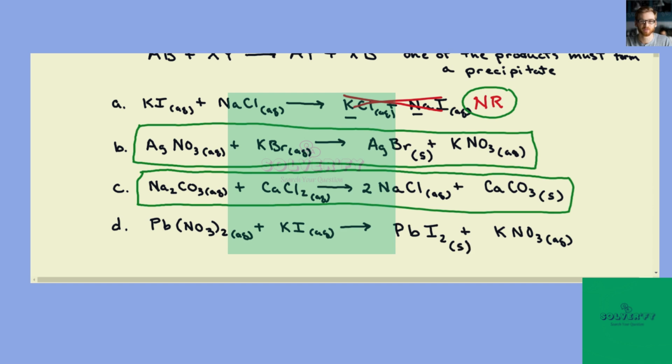But now we need to balance this. There's 1 lead on each side. There's 2 nitrates on the reactant side, so we need a 2 in front of KNO3 on the product side. That gives us 2 potassium. So we need to come back over to the reactant side and put 2 in front of KI to give us 2 potassium. And then we end up with 2 iodine on each side. All right, so this one is complete and balanced as well.